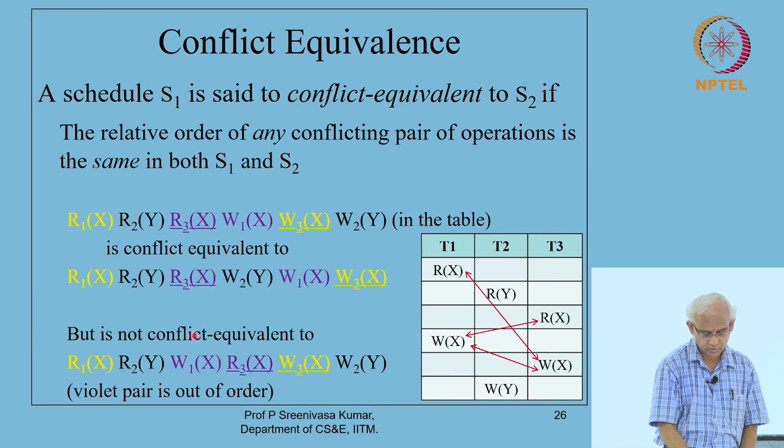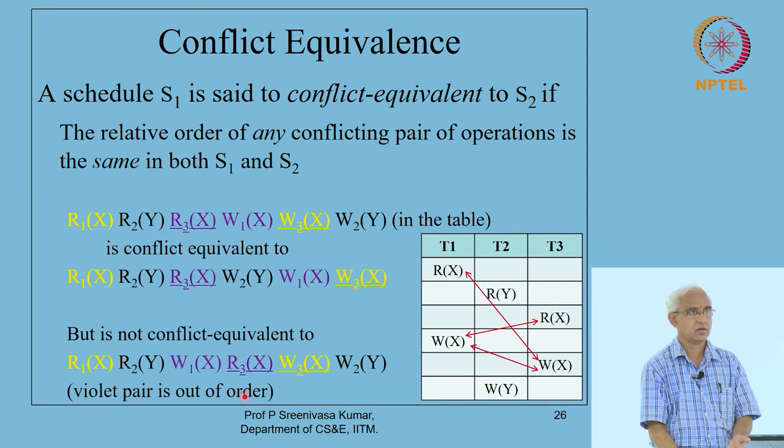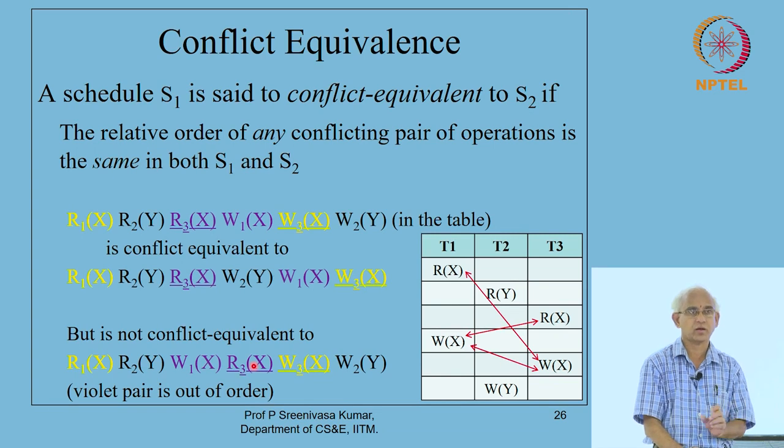What is it that got swapped here? You can just see R1x, R2y. So W3 and W1x compared to this, I swapped them and got into a different schedule. So this obviously is not conflict equivalent to the other one, because you can see that for this conflicting pair of operations, the relative order in which they are occurring is different in both these things.